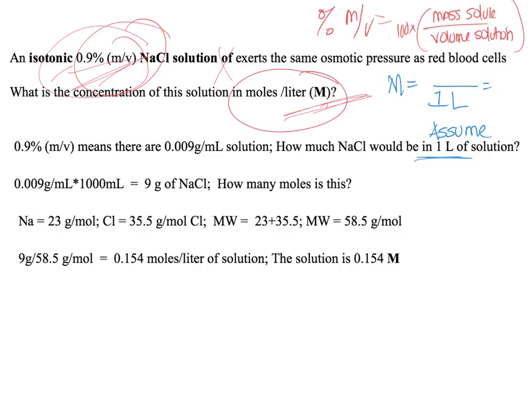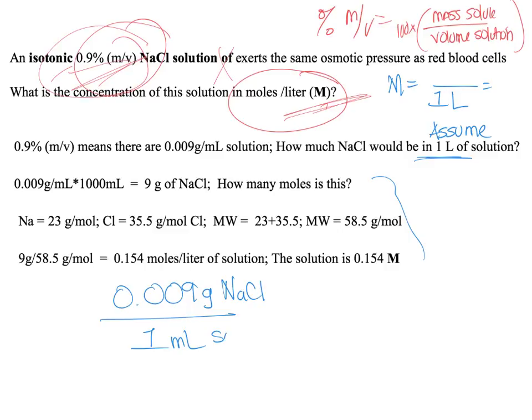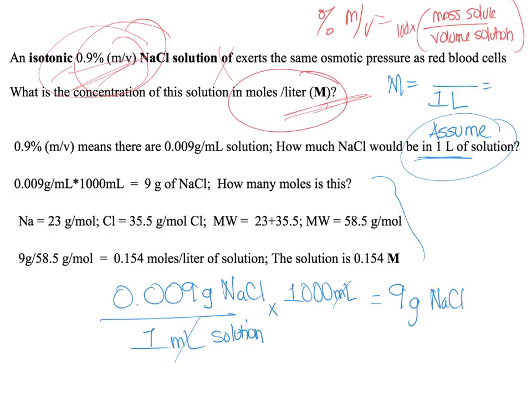Now, all the rest of this is about calculating moles of solute. Well, a 9% mass volume also means, when you work it out, you have 0.09 grams of solute, which in this instance is sodium chloride, per milliliter of total solution. And I said we're going to assume 1 liter, which is equal to 1,000 milliliters. So I multiply that out, and in my 1 liter solution I have 9 grams of sodium chloride.